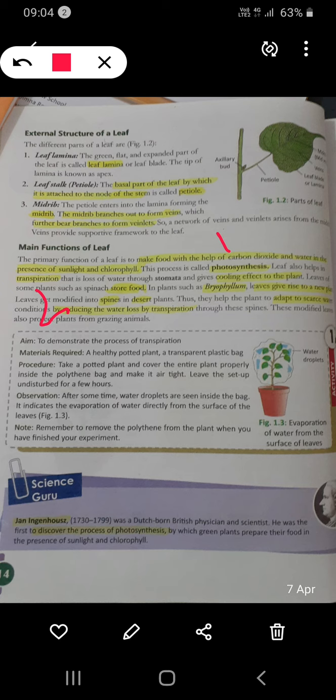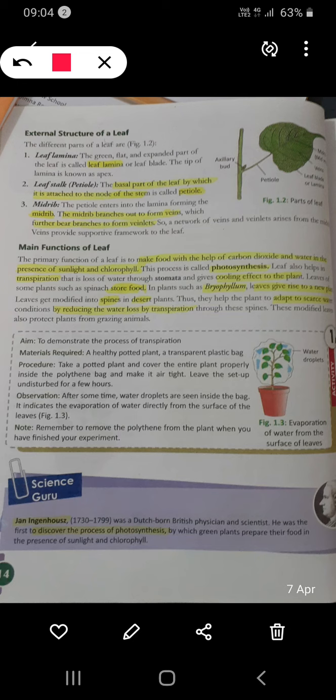Okay students, now let us move next. Leaves of some plants such as spinach store food. In plants such as bryophyllum, leaves give rise to a new plant. Some plants store food and they keep it for some time for the future. And in a plant like bryophyllum, the leaves help in the rising of a new plant. That means for the regeneration of the new plant.